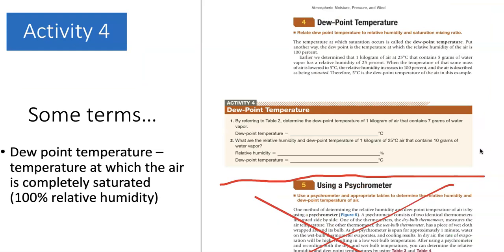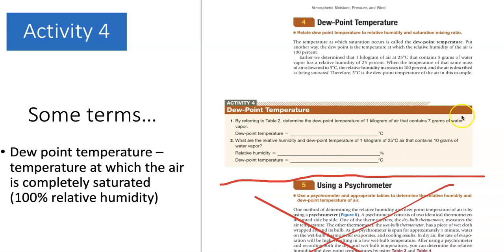Okay, so activity 4 is very short. It just has 2 questions. Again, you want to read up here about dew point temperature, and it is the temperature at which air is completely saturated. So looking at table 2 again, the same table we've been looking at, determine the dew point temperature of a kilogram of air that contains 7 grams of water. So basically it's asking you at what temperature is the saturation mixing ratio 7 grams.